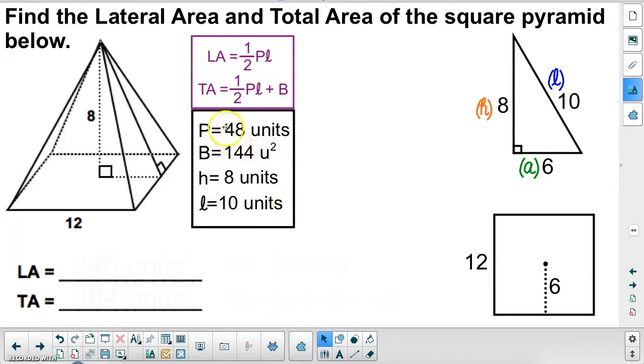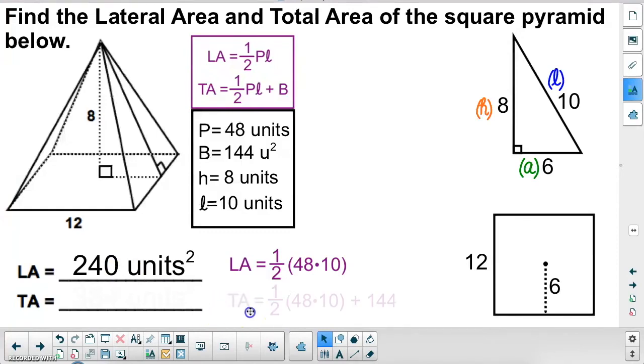Now that we have P, B, H, and L, we're going to plug in to lateral area and total area formulas. So we have 1/2 perimeter times slant height. For lateral area is 1/2 times 48 times 10. So 48 times 10 is 480 divided by 2. And that's 240 square units.